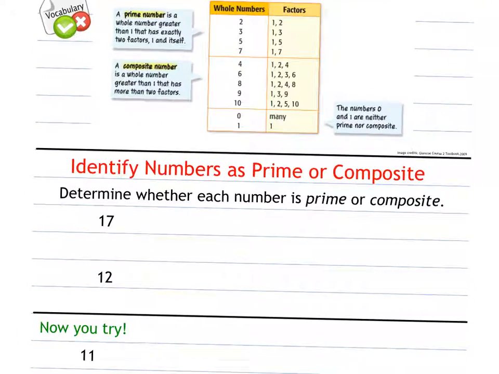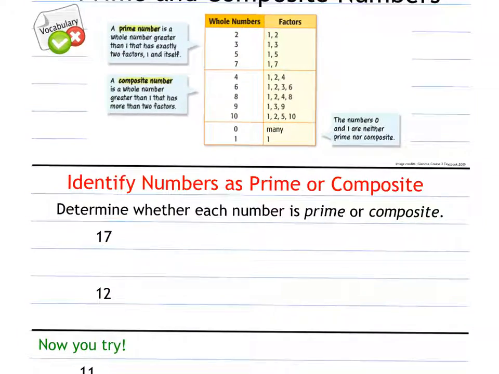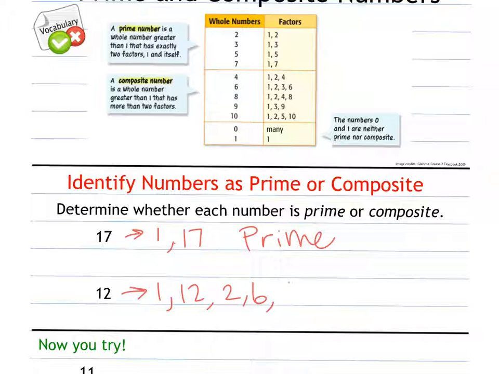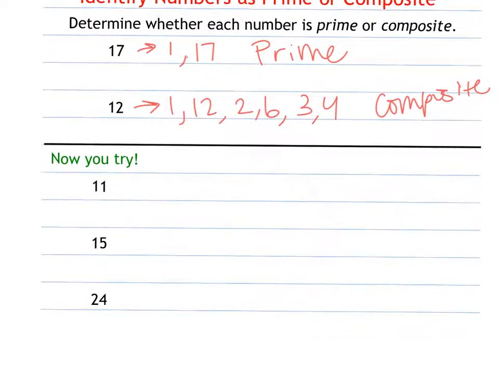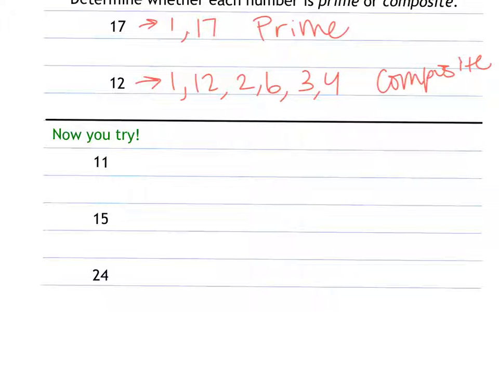Okay, so we're looking at a few numbers here to determine if they are prime or composite. So we would look at the factors, the numbers that multiply. Well, I know 1 and 17 are factors, and there's no other ones, so that's a prime number. Where 12, you've got 1 and 12, 2 and 6, 3 and 4, that's more than just 1 and itself, so that would be composite. Again, I'll review here. Try these ones on your own and then come back and check when you are ready.